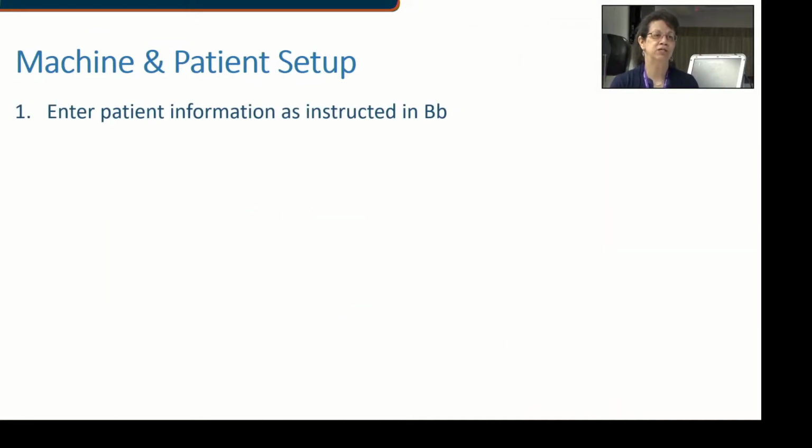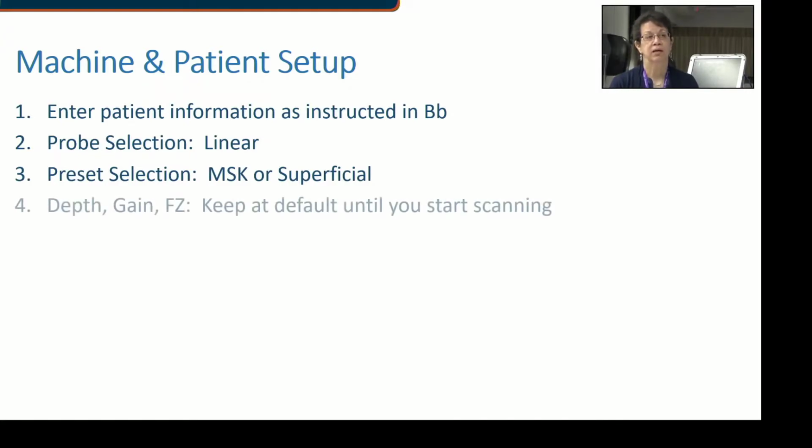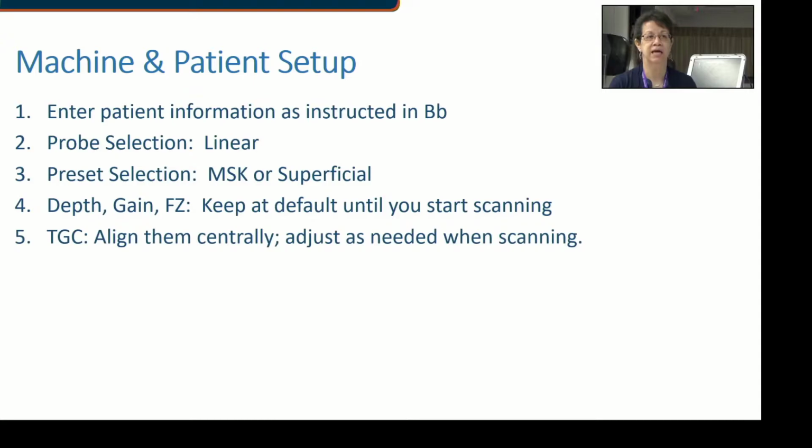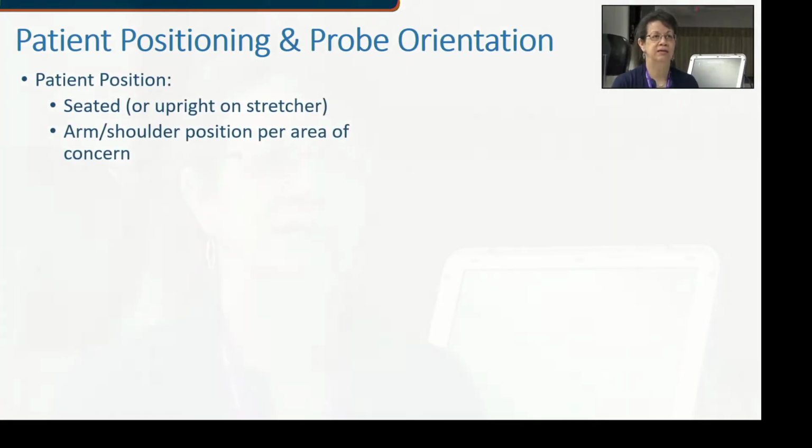So our machine and patient setup, we're going to be entering the patient information as instructed on Blackboard. We are going to choose our linear probe, and we are going to select MSK or superficial, and we're going to use our depth, gain, and focal zone at default until we begin scanning, and our TGCs align centrally, and adjust them as needed when we're scanning. So let's take a look at the machine, and we can go over those items.